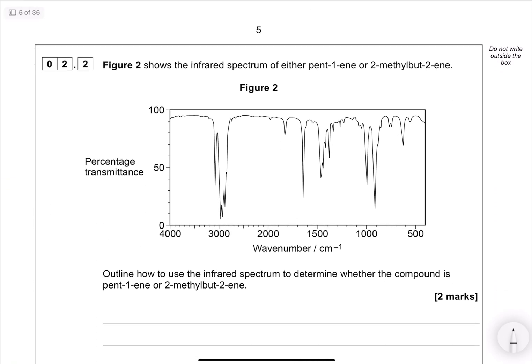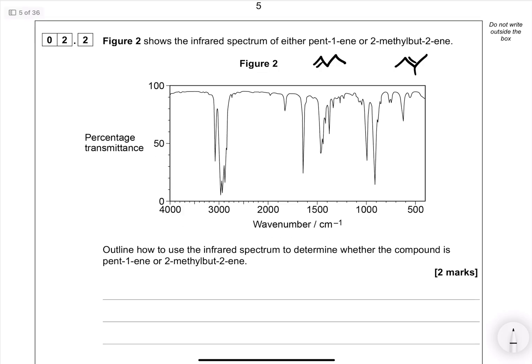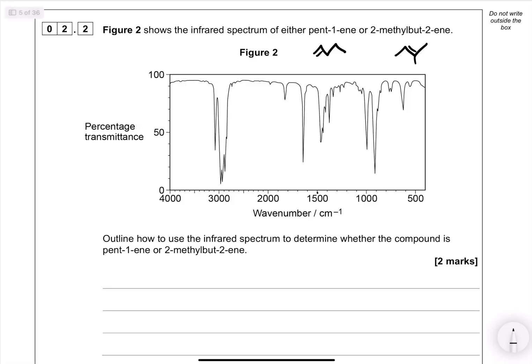Figure 2 shows the infrared spectrum of either pent-1-ene or 2-methyl-butene. Outline how infrared spectrum could be used to determine whether the compound is pent-1-ene or 2-methyl-butene. Now these two have the same functional groups, so using the fact that they've both got a C double bond C and CHs is not going to allow us to distinguish between them. We need to be using this area down here. Use the fingerprint region.